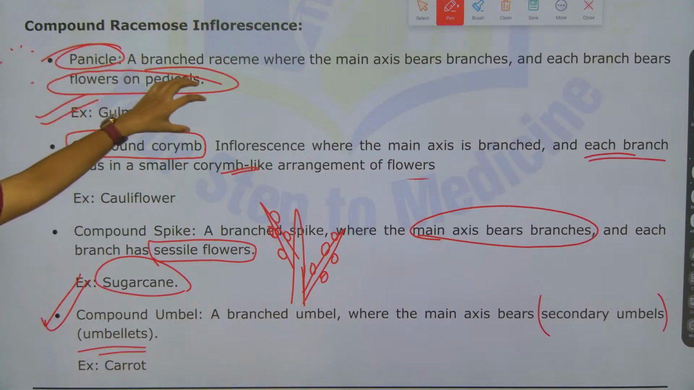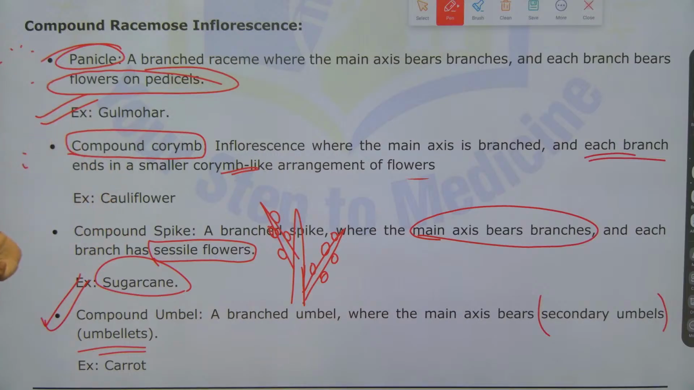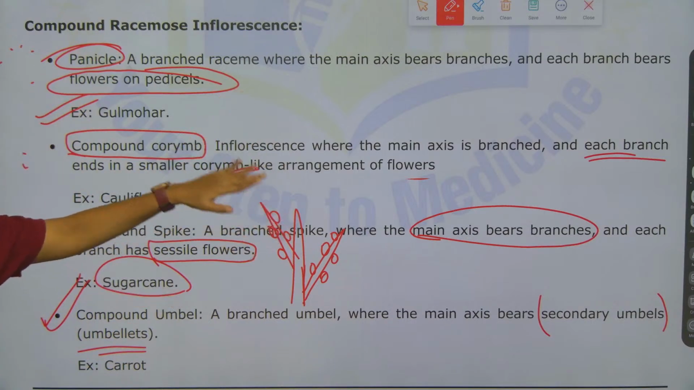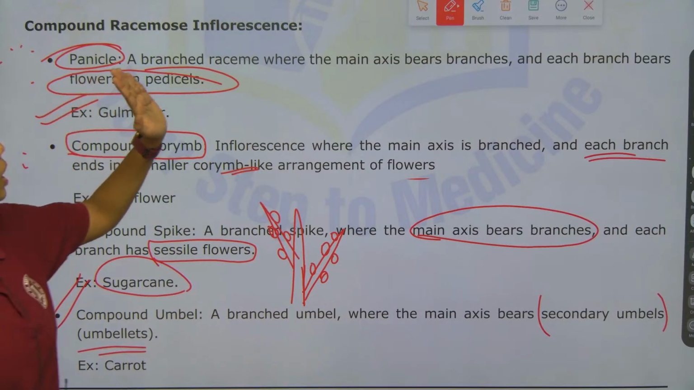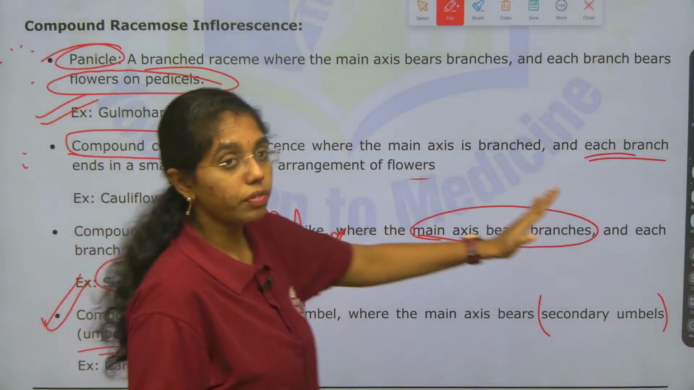After panicle you can draw the diagram. After describing and giving the example, for compound corymb you can draw the diagram as such. It is up to your comfort. Or else you can describe two at a place, that is simple racemose inflorescence, compound racemose, special type of inflorescence.